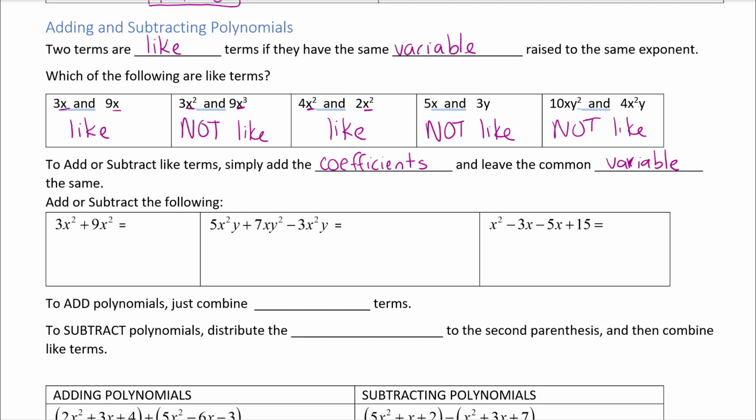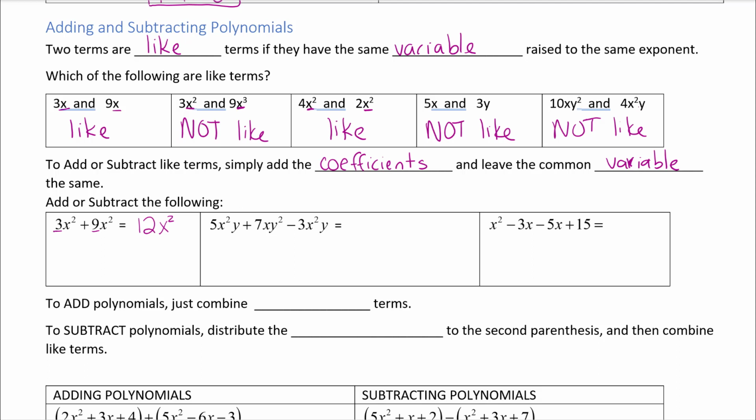So 3x squared plus 9x squared, we add the 3 and the 9 and get 12, and the x squared stays the same. So this is just like you're combining things. So let's envision you have 3 x squareds on the table. So I have 3 x squareds and you have 9 x squareds. Let's put them together. What do we have? We have 12 x squareds. I don't change what they are when I'm adding. I'm just counting how many I have.